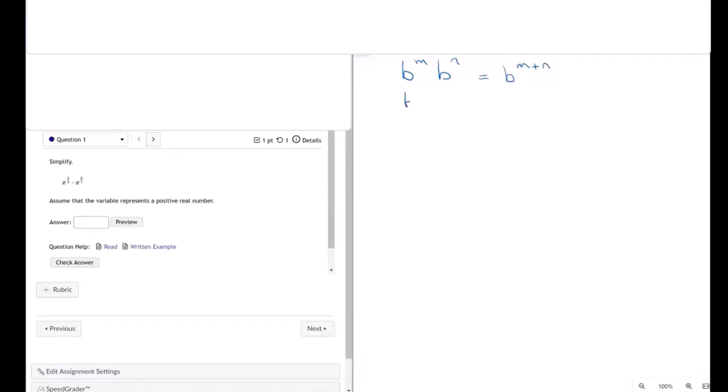If I have the base to a power, we multiply exponents. If I have the base to a power over the base to a power, I subtract exponents. Let's start here.